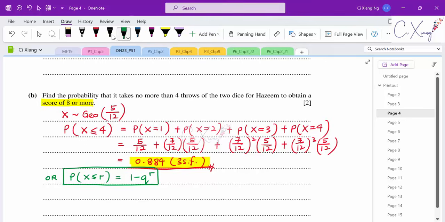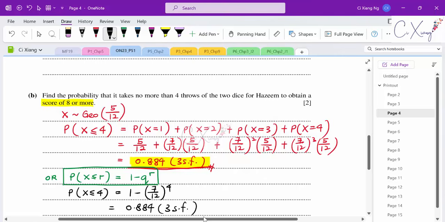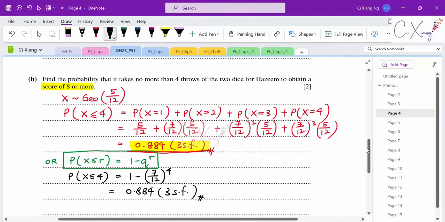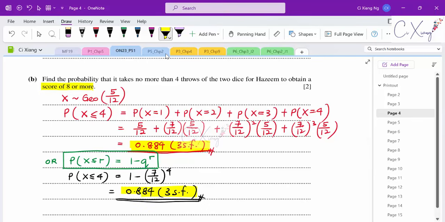Okay, so for this question, if I want to apply this general formula, it will become x smaller equals to 4, where it is actually 1 minus q power 4. Q is what? This is p, right? 5 over 12 is p, so q should be 7 over 12 and then power 4. So if you try to simplify again, you realize that the answer is the same, 0.884, correct to 3 significant figures. And you can also observe that this particular formula gives you very short and simple steps, and they lead you to the correct final answer. Especially for a value of r which is very large, this formula is very useful. So maybe you can remember it.